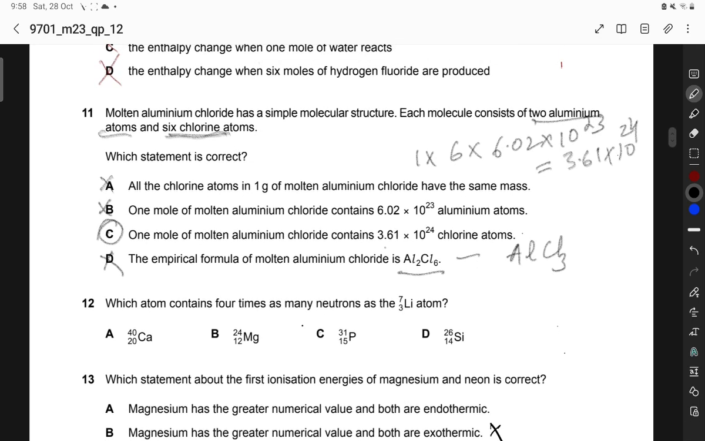Which atom contains 4 times as many neutrons as the lithium atom? Which contain 4 times, as 4 times 3, 3 is a 9 and 3, this is 20 neutron, 15, 12, 24, 4 times.